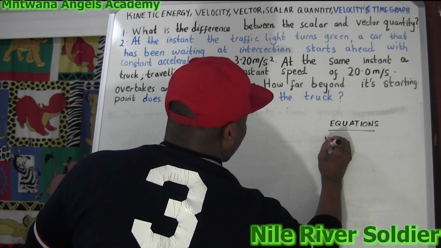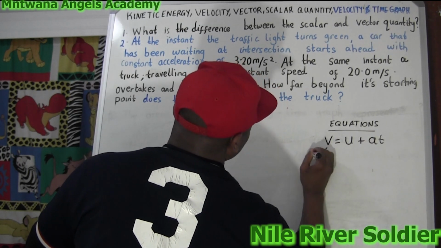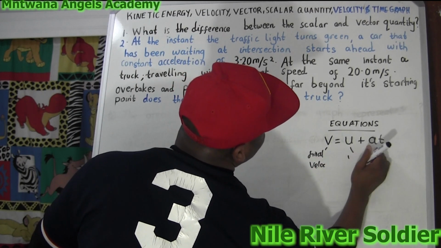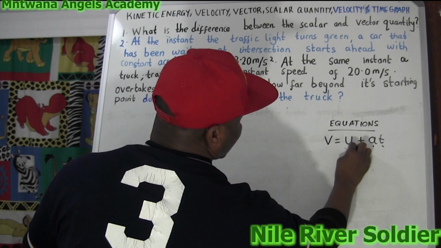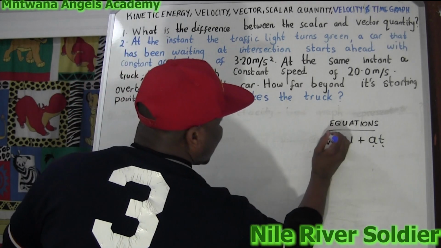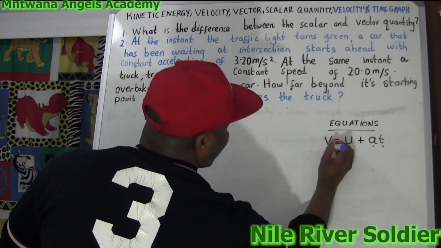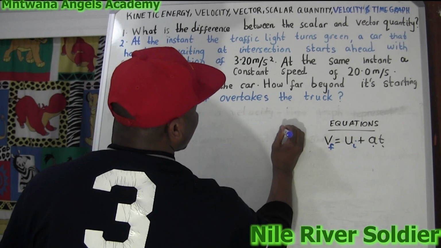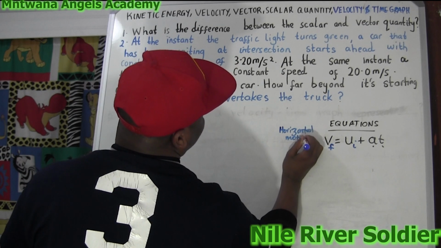The first equation: V equals U plus AT. V is the final velocity, U is the initial velocity, T is time, and A is acceleration. So V final equals V initial plus AT. But this is for horizontal motion, like this type of motion.